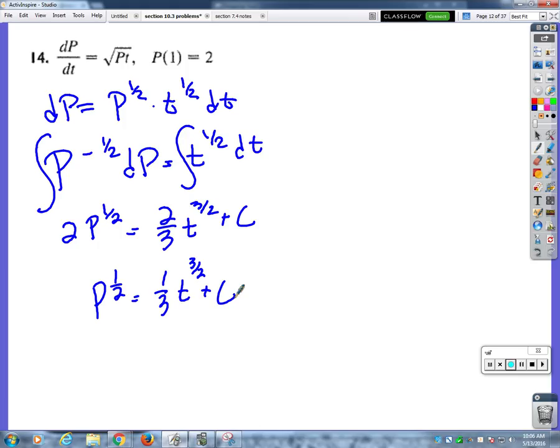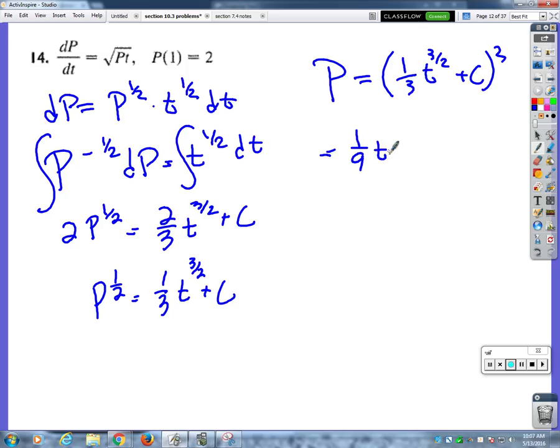And then that's p to the 1/2, so to solve for p, I would square both sides. And I don't particularly feel like foiling that whole thing out. All right, Colby said do it anyway. So 1/9 t to the 3/2 times 3/2, you add the exponents, so that is 6/2, which is 3, plus these two things multiplied together and then doubled, so that would be 2/3 c t to the 3/2, and then plus c squared, but c squared is just c.